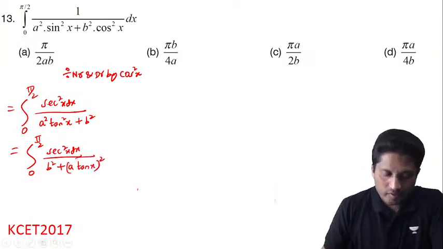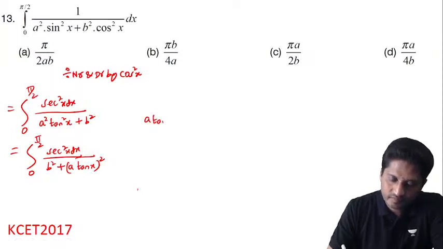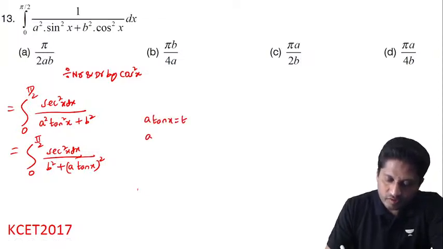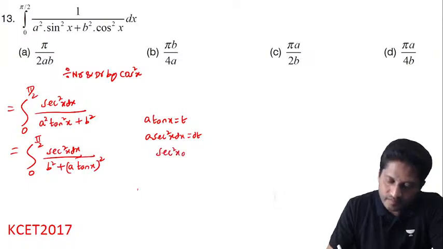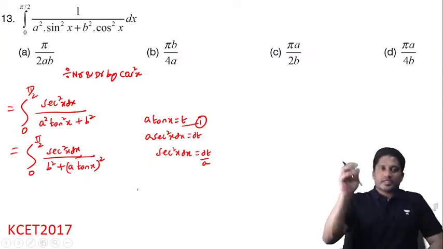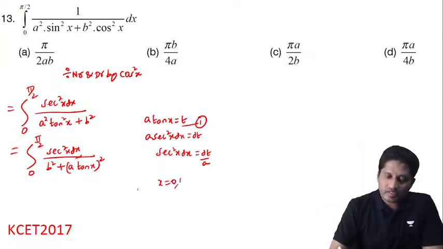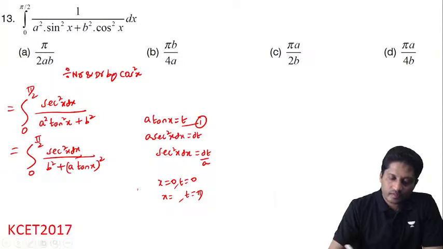Now what I'll do is put a tan x equal to t. a is a constant. The differentiation of tan x is sec square x, so a sec square x dx is equal to dt, and from this I can write sec square x dx is equal to dt by a. Got it? Whenever you change the variable, the limits will also change. When x is equal to 0, t is equal to 0. When x is pi by 2, tan 90 is infinity, so t is equal to infinity.